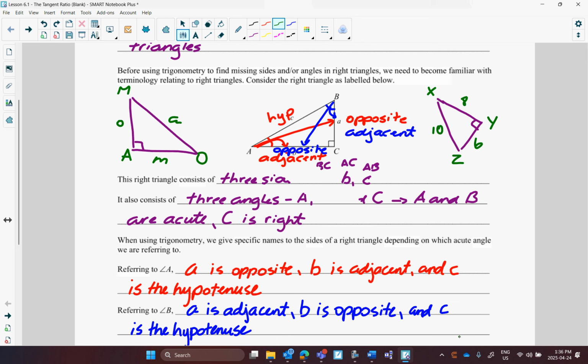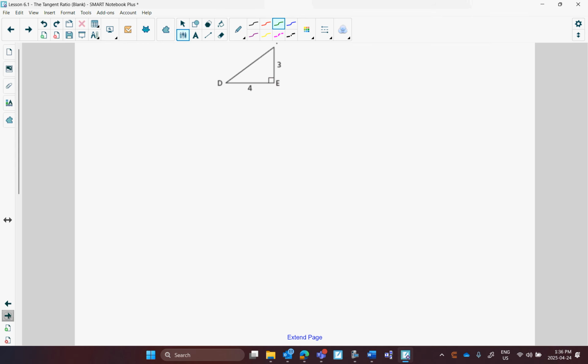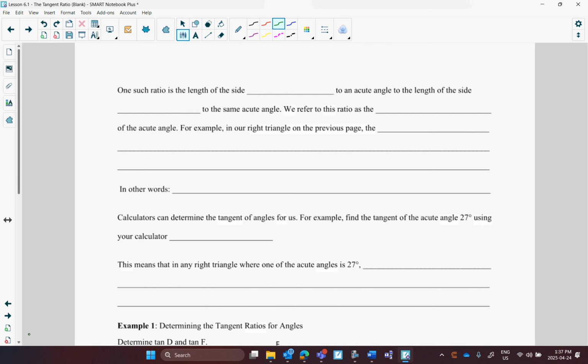Okay? All of those ratios have certain names, depending on which one we're talking about. Notice the first one I asked you was opposite over hypotenuse. The next one I asked you was opposite over adjacent. There's actually 6 different ratios you could make up, and they all have different names. We're going to talk about 3 of them. Today, we're just going to talk about one of them. So, one ratio, and it's the ratio of opposite side over adjacent side, has a special name.